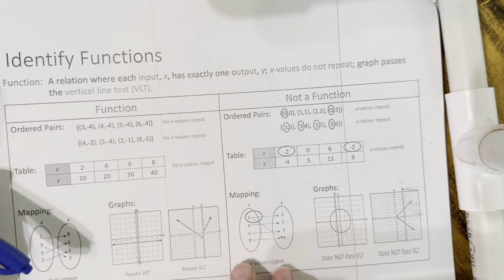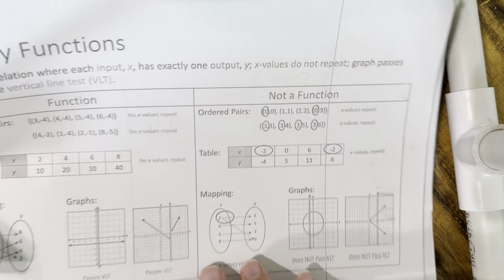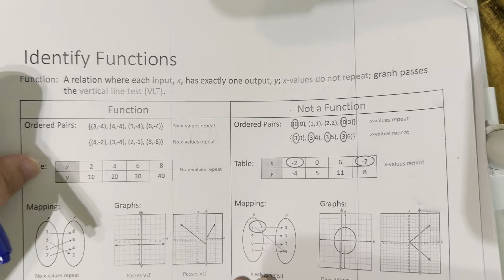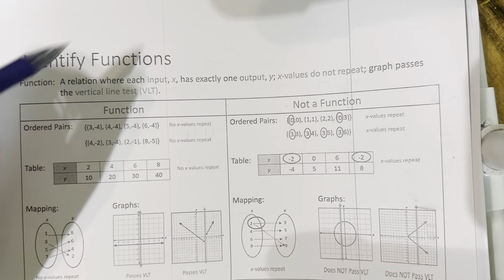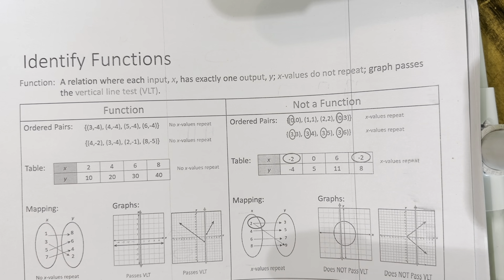The next part I want to talk about is on page 8, identifying functions. So a function is a relation where each input, my x, has exactly one output, my y. X values do not repeat. A graph passes the vertical line test.